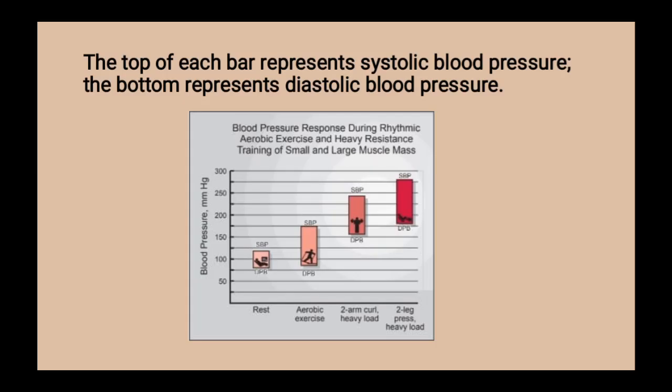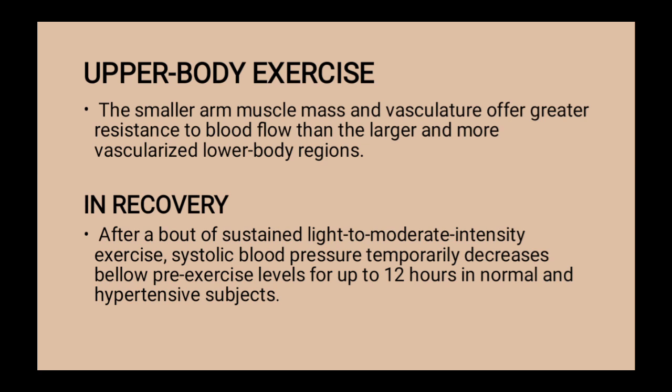The top of each bar represents the systolic blood pressure, while the bottom represents the diastolic blood pressure. In upper body exercise, the smaller arm muscle mass and the vasculature offer greater resistance to blood flow than the larger and more vascularized lower body regions. This means that blood flow meets a head of pressure, with accompanying increases in myocardial workload and vascular strain. In recovery, after a bout of sustained light to moderate intensity exercise, systolic blood pressure temporarily decreases below pre-exercise levels for up to 12 hours in normal and hypertensive subjects.